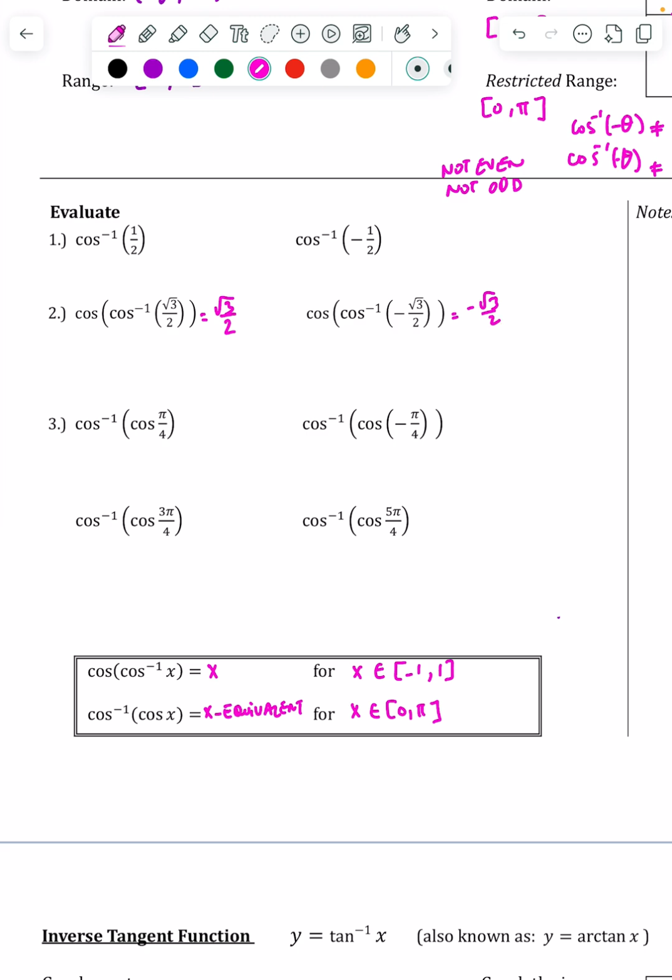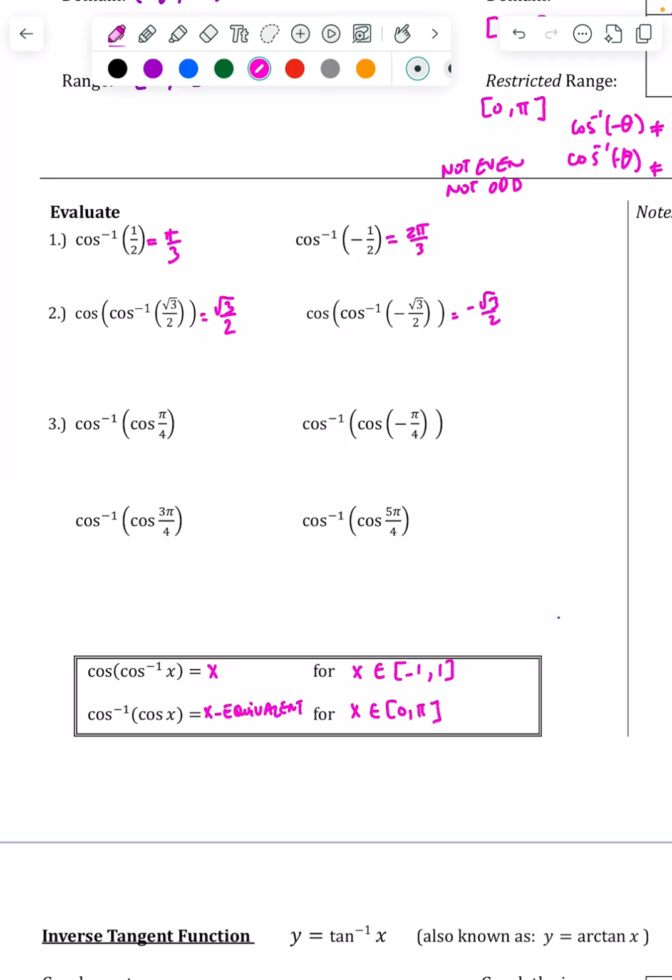Now for cosine inverse of 1/2, remember you're operating between 0 and pi. So this is going to be pi over 3, and that's where knowledge of trig values helps. Cosine inverse of -1/2 is 2 pi over 3.